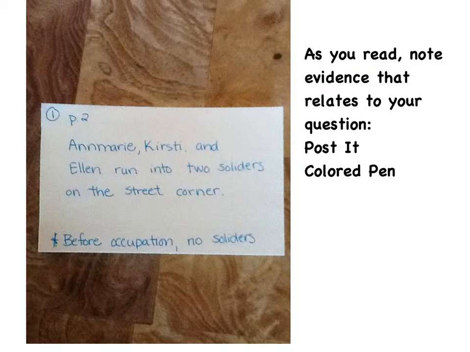As you read, note evidence that relates to that question. You're going to write any of that evidence on a Post-it note. Now, I have only one color of Post-it notes, so I'm going to determine my evidence with a blue pen. Now, you can see on my Post-it that I've noted the page number, page 2, and my first note. Anne-Marie, Kirsty, and Ellen run into 2 soldiers on the street corner. You can see that I didn't quote the entire page or the entire example, just enough so that I know what I'm looking for. And then at the bottom, I've written my own notes. Before occupation, there were no soldiers. So this is a difference between life during occupation and afterwards.